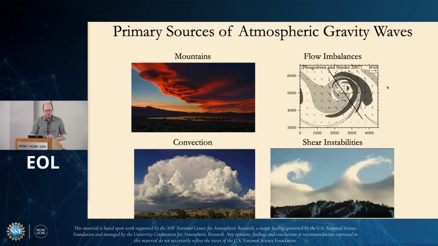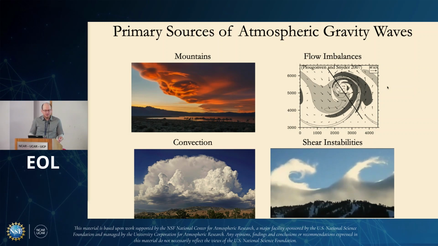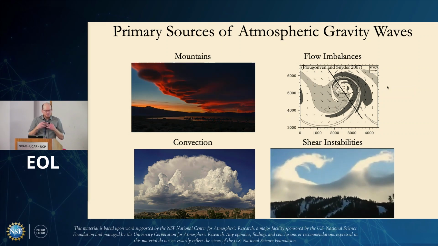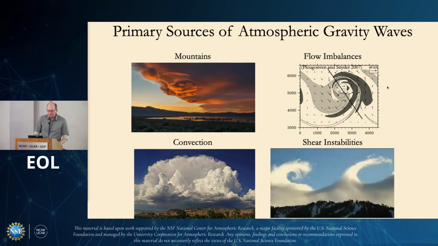Within the atmosphere, there are many types of sources. Basically, any mechanical or thermal perturbation can set off a wave. But we generally consider there to be 4 primary sources of waves. We've got mountains, which we're quite familiar with here. There's deep convection, where the diabatic heating is a significant driver. There's imbalances associated with jets and fronts, and even vortex instabilities. And then shear instabilities as well can all be sources of waves, in addition to other more exotic sources.